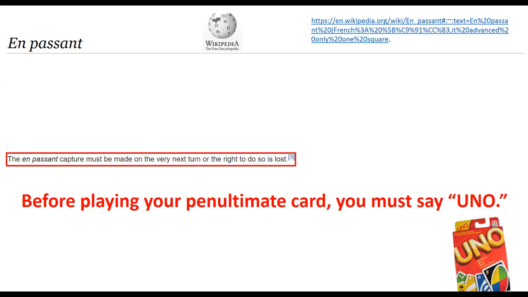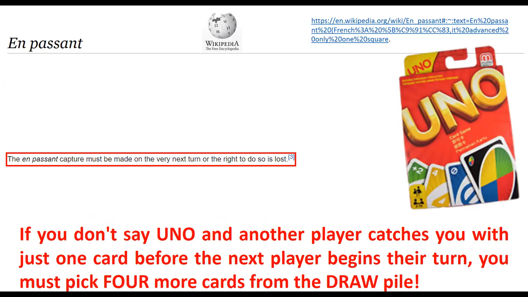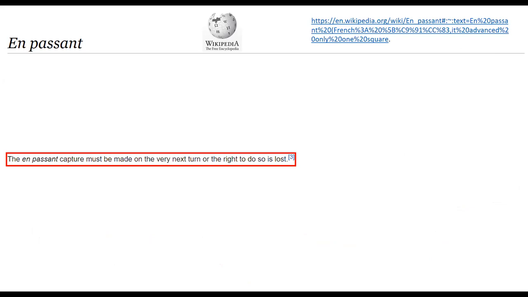Yes, it's Uno. Before playing your penultimate card, you must say Uno. If you don't say Uno and another player catches you with just one card before the next player begins their turn, you must pick four more cards from the draw pile. Can you imagine the horror? Yes, Uno. Uno and chess. Basically the same game. All right.